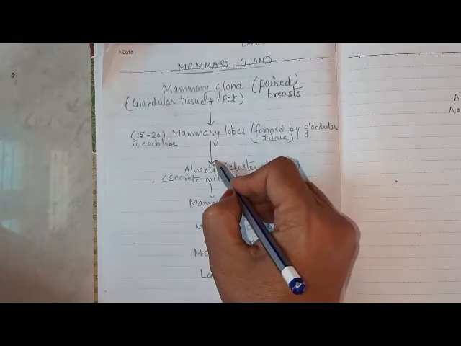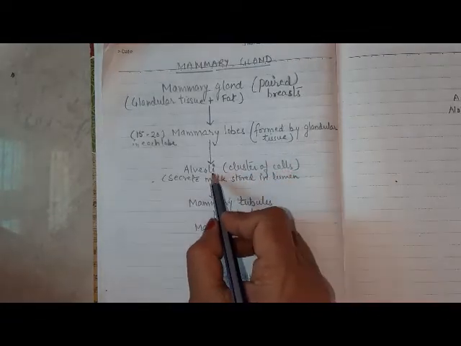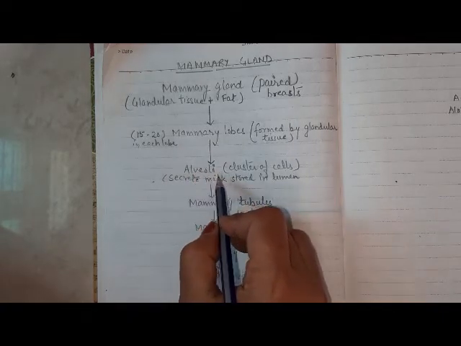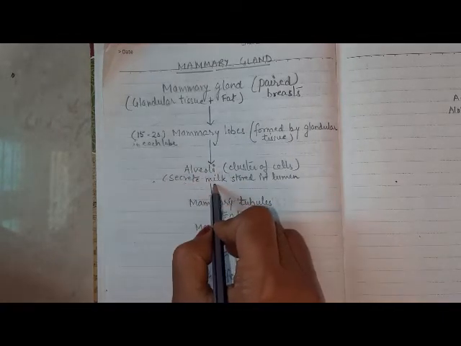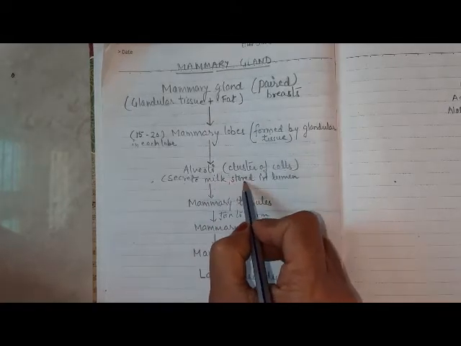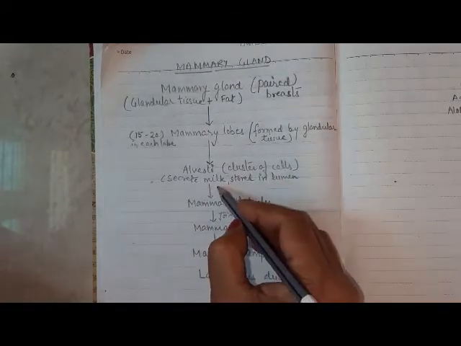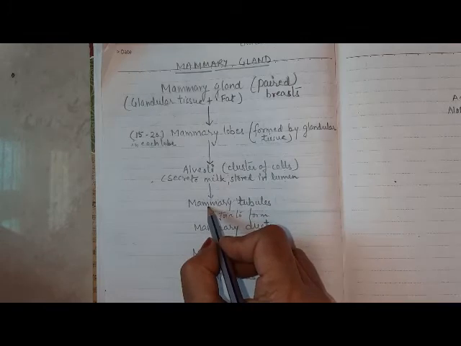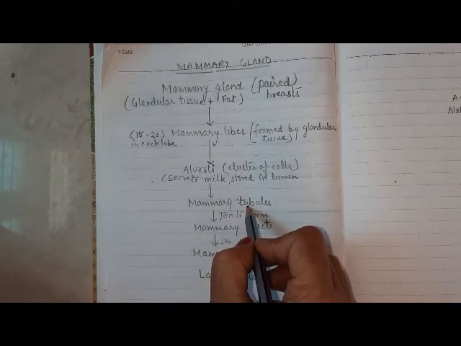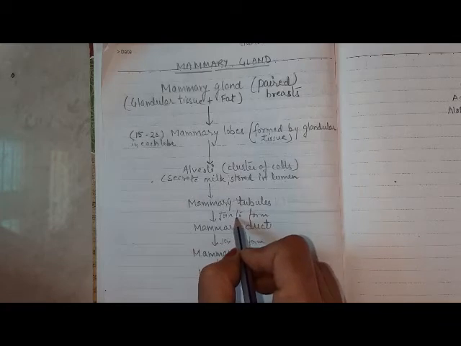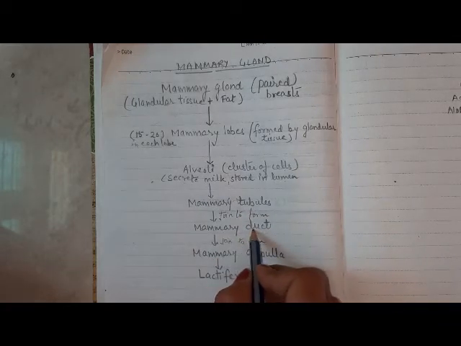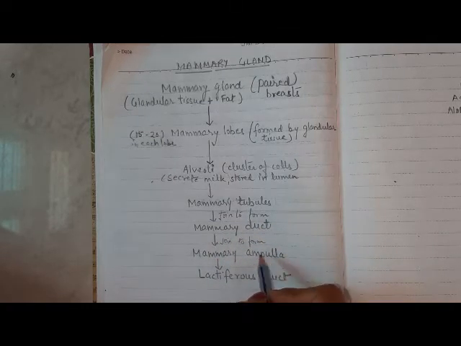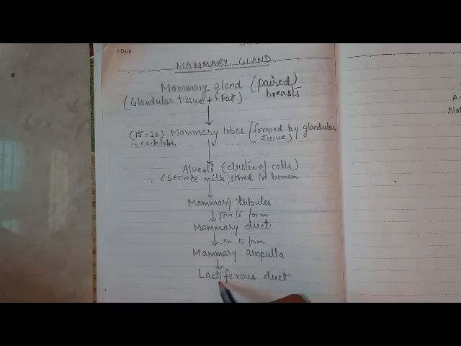These mammary lobes form clusters of cells that are known as alveoli. Alveoli has a lumen. Alveoli secretes milk and it is stored in lumen. This alveoli again forms a tube-like structure that is known as mammary tubules. These mammary tubules join to form mammary duct. These mammary ducts join to form mammary ampulla. These mammary ampulla join to form lactiferous duct.